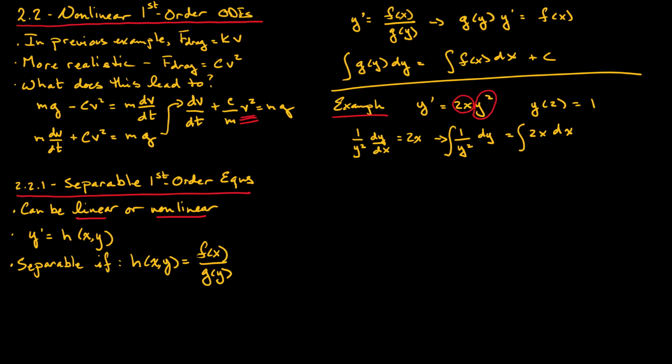So carrying out these indefinite integrals, and I would encourage you to do this on your own, so please pause the video and try this out on your own. Again, these are not the most difficult integrals to solve. We'll find that on the left-hand side, the integral is equal to minus 1 over y. And on the right-hand side, we just have x squared plus our constant of integration c. Solving for y, we find that y is equal to minus 1 over x squared plus c.